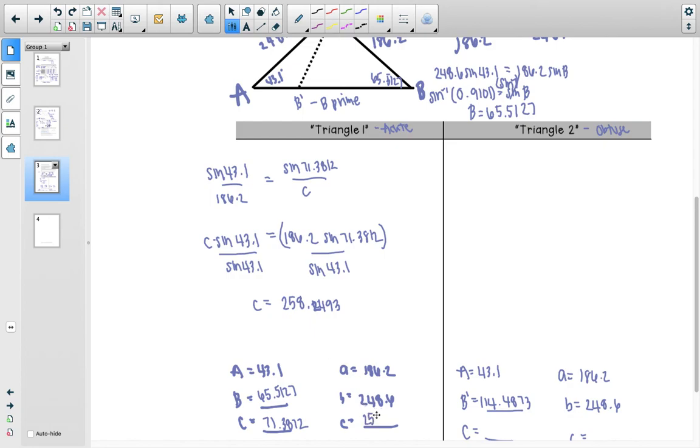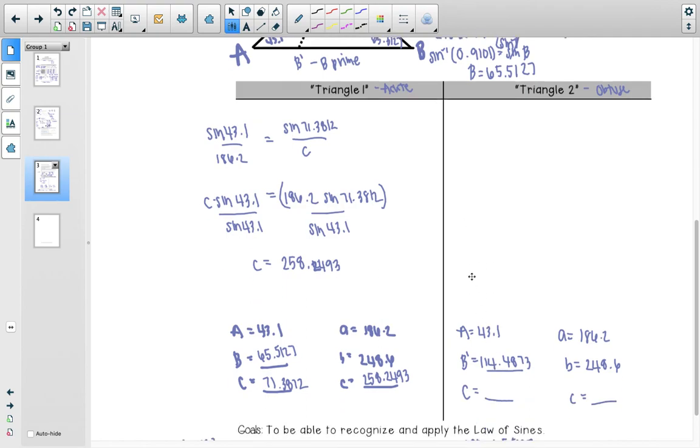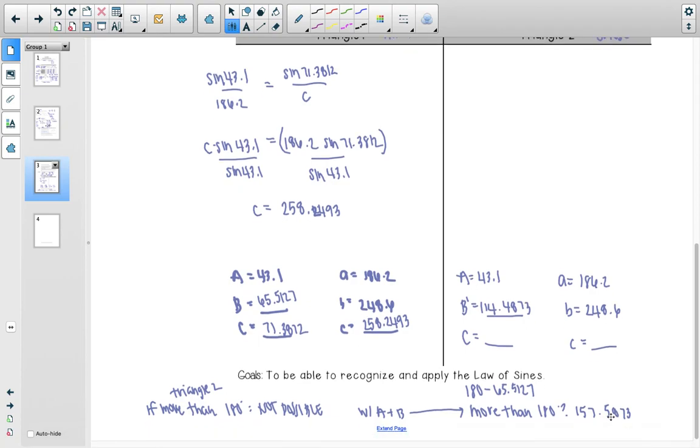That triangle is done. So now we need to finish the second triangle with this obtuse angle that we're dealing with. We're doing all the same thing as what we did for triangle 1. It's just we have this angle B prime, that is an obtuse angle, so it kind of changes our values, okay? So we can find angle C. We said that it's 157.5873 if you added this A and B together. So if we take 180 minus that 157.5873, we get 22.4127. Okay?